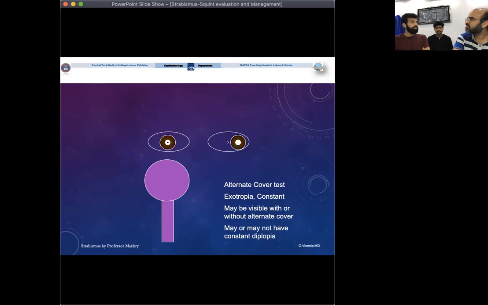Can you tell me about the primary gaze and the secondary gaze? What's the difference? Primary gaze is when the patient is looking straight ahead at the same object of regard in far position. That's the primary gaze. Looking straight ahead is primary gaze.